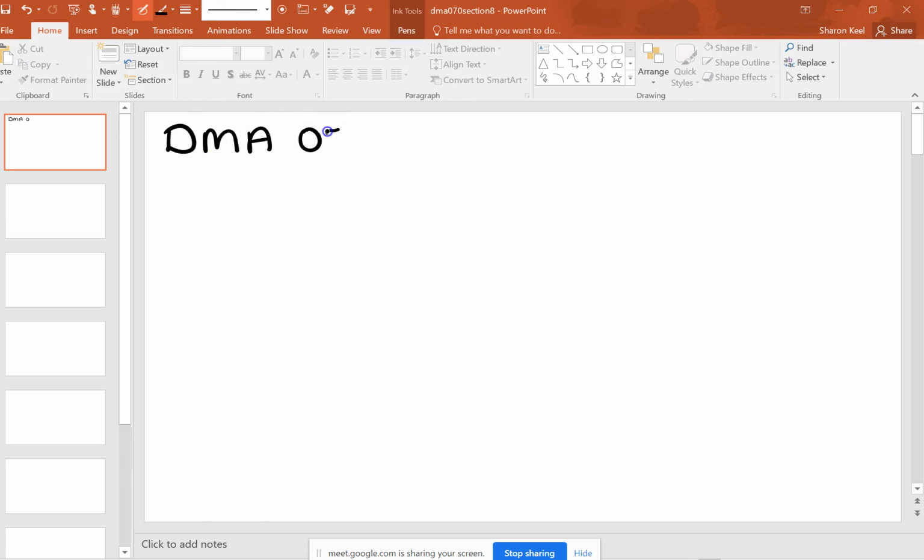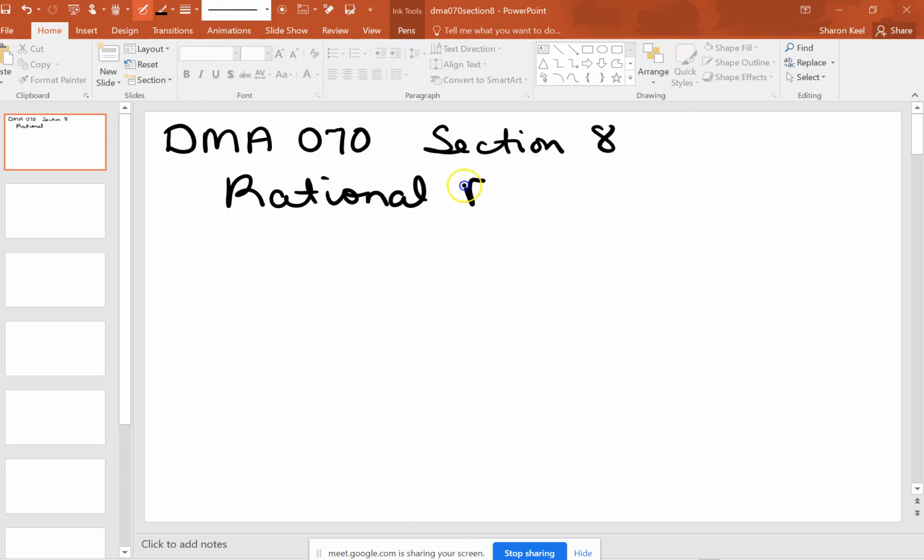What we're looking at today is the last section of DMA 70. This is section 8, and section 8 is about rational functions. Just a few tidbits about functions.